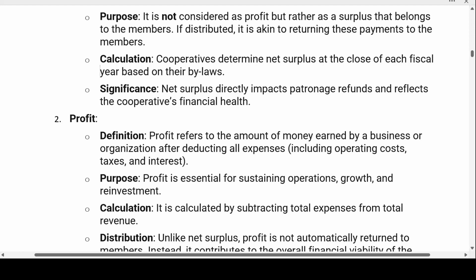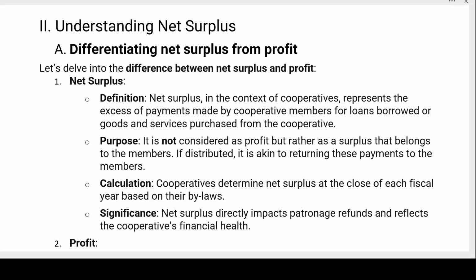In terms of calculation, the cooperative determines net surplus at the close of each fiscal year based on its bylaws. While profit is calculated by subtracting total expenses from total revenue. Actually, it's practically the same, but there are underlying differences in terms of its application.